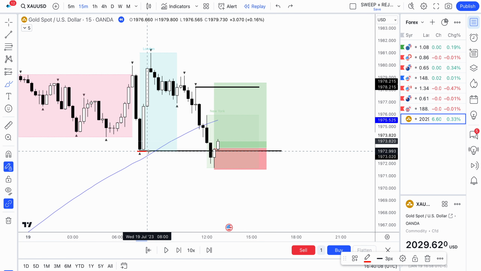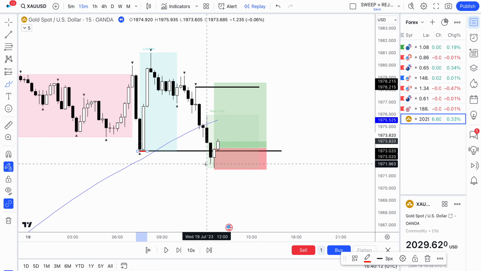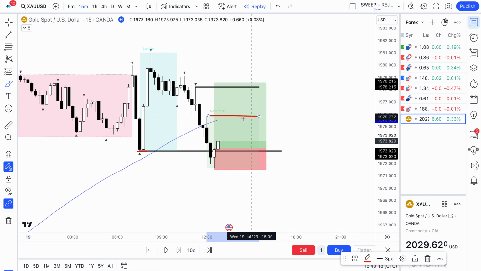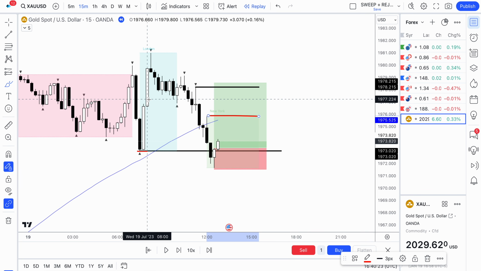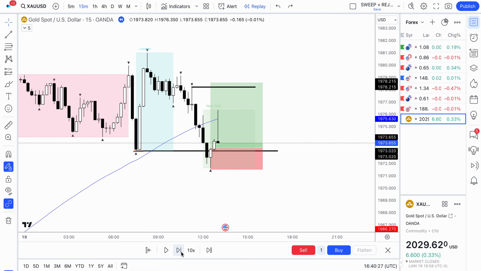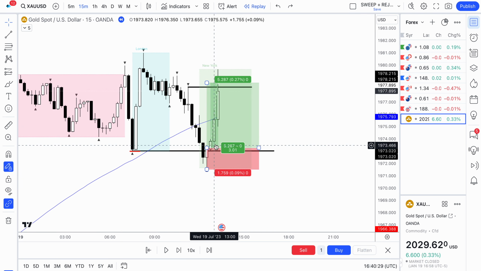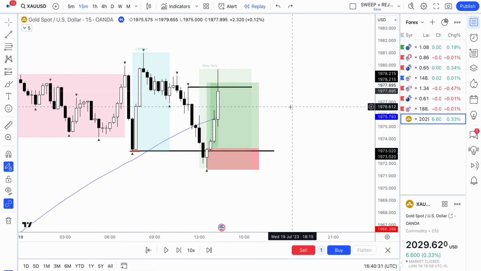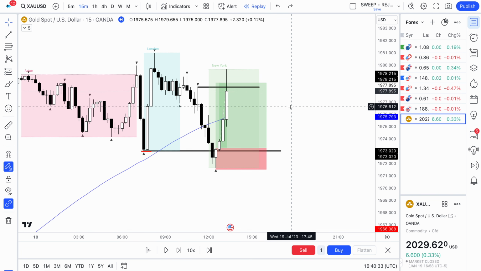We've swept this London low liquidity, and therefore we are safe to engage and look for long trades in this market. We are within our New York session between 12 o'clock GMT up until 3:30 GMT. So let's play this trade on, guys. You can see literally within 45 minutes, this trade has hit take profit.